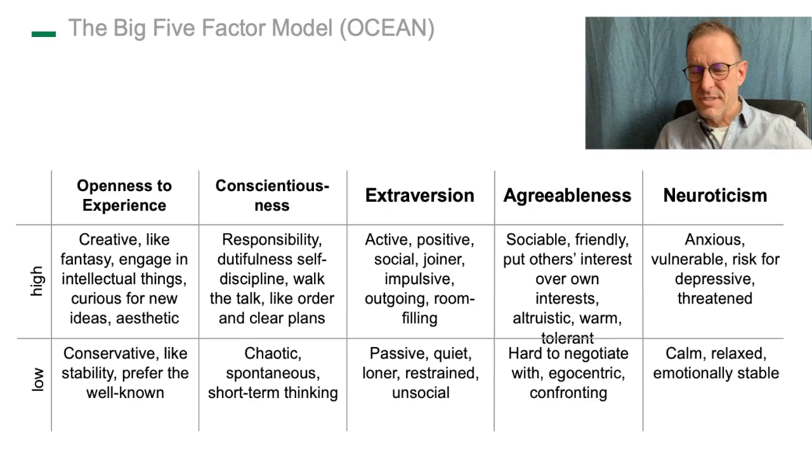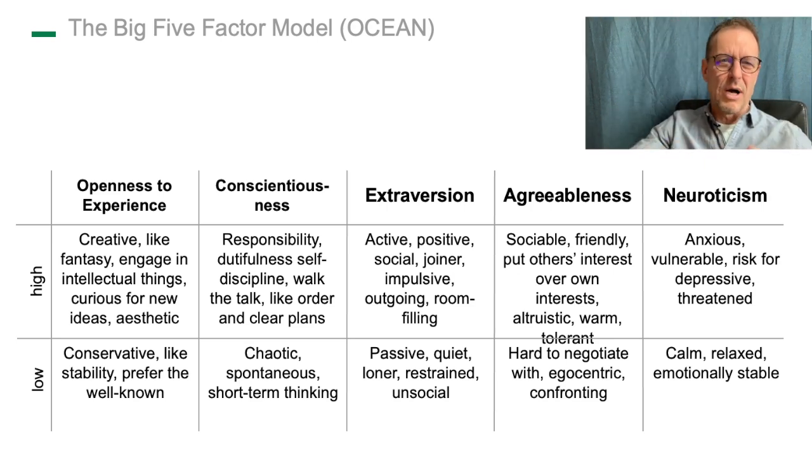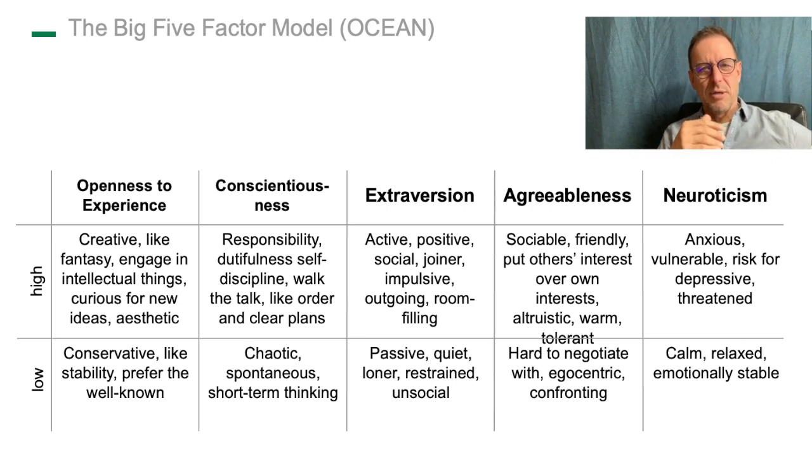Extraversion. These are those who love to go out, love to meet people, love to have parties and all those things. These are the visible people. Sometimes they are the loud people. Very spontaneous very often. And then there is agreeableness, the 4th factor. If you load high on agreeableness, you put the interest of others over the interest of yourself. That's agreeableness. And the 5th one is neuroticism.